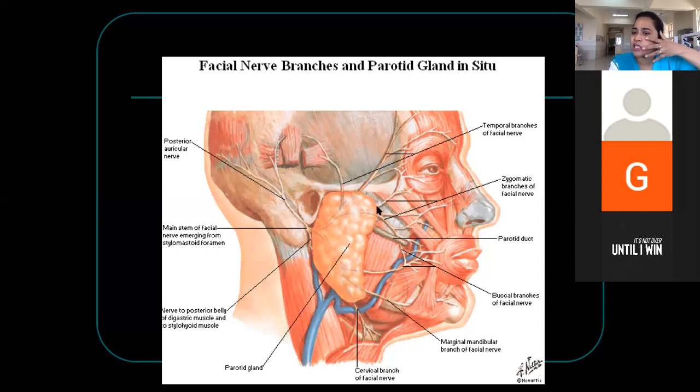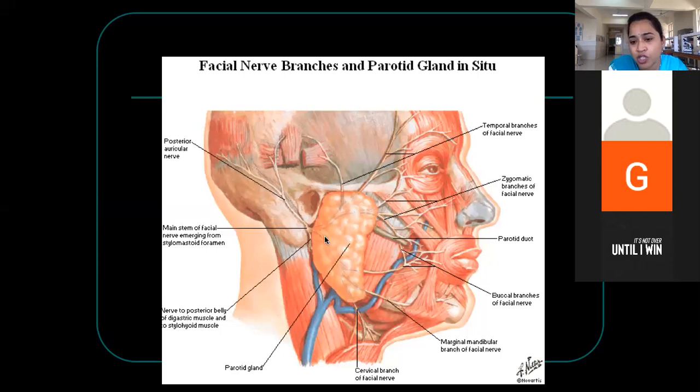What is the next one? Zygomatic branch. You can see the zygomatic branch supplying the muscles in and around the eyes, nose, and upper part of the lip. So this is the zygomatic branch.